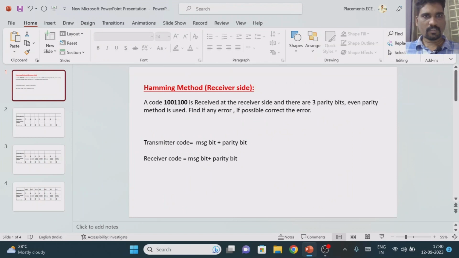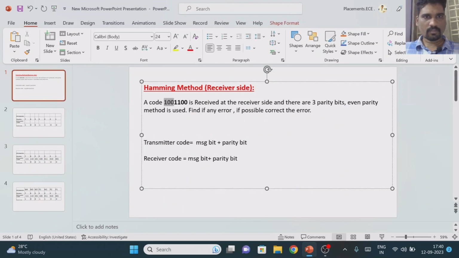Fine. If you observe this question, this code is received at the receiver side, and there are three parity bits. The mechanism they used is the even parity method. Now what they are asking us is to find if there is any error and, if possible, correct the error. So this problem we need to solve using the Hamming method, right?